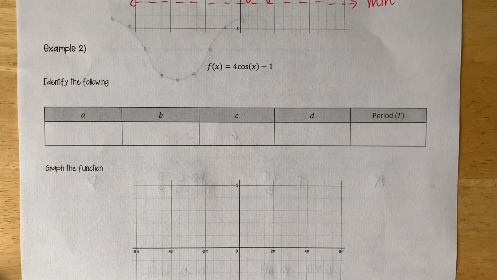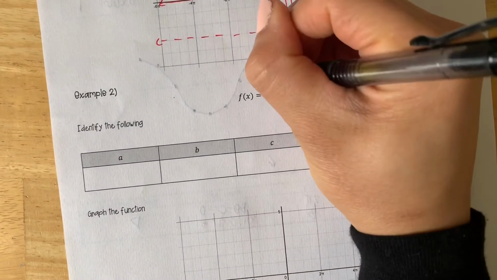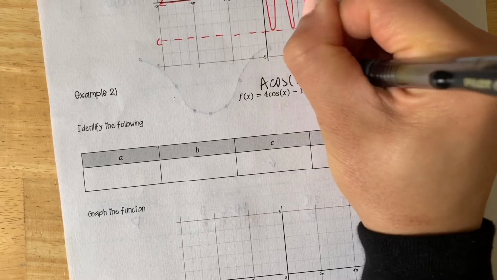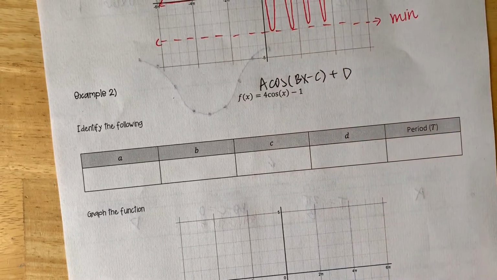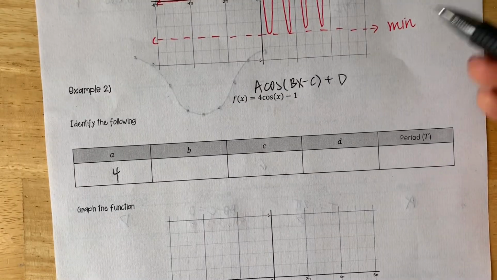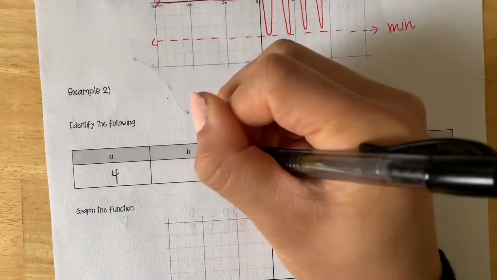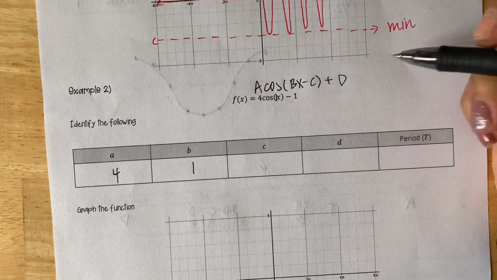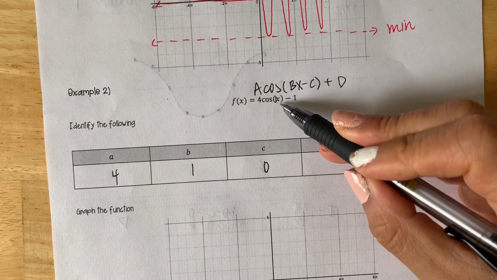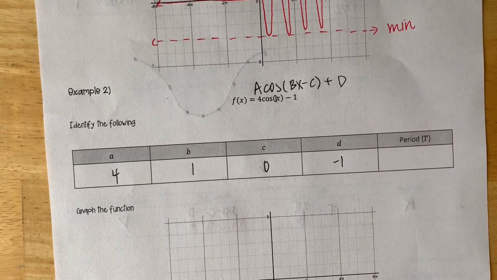So we have f of x equals 4 cosine of x minus 1. The first thing we're going to do is find our a, b, c, and d values. We can see our a value is 4. Our b value, there's no number in front of that x, but there's an imaginary 1, so b is 1. There is no c value, so c is 0, because remember c is inside the parentheses. And then the number on the outside gives us our d value, which is -1.